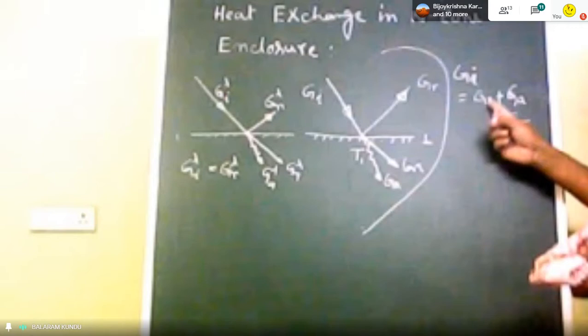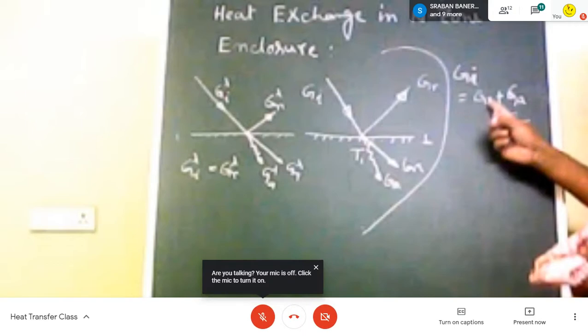Gr by G is called reflectivity, and it is generally denoted by rho. Ga by G is called absorptivity, and it can be denoted by alpha. Gt by G is transmissivity, and it is denoted by tau.